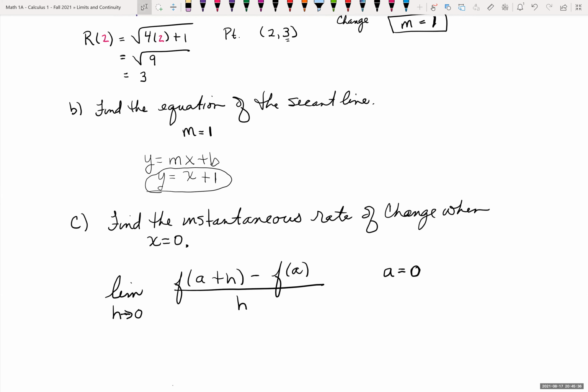So what I want to do then is go back in here, and wherever I see an a in this function or formula, I'm going to plug in 0. If I looked at the instantaneous rate of change when x was 2, a would have been 2, and I'd plug in 2 there. So I'm just going to recopy this down. Limit as h goes to 0 of f of 0 plus h, which is just h, minus f of 0, all over h.